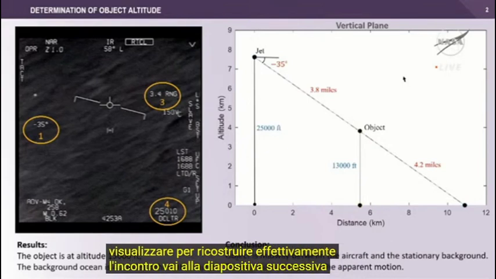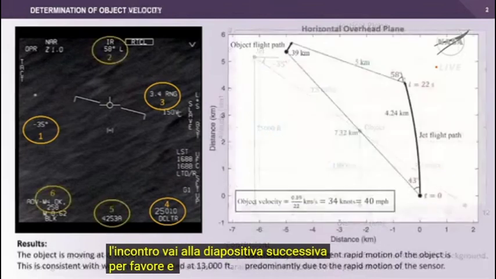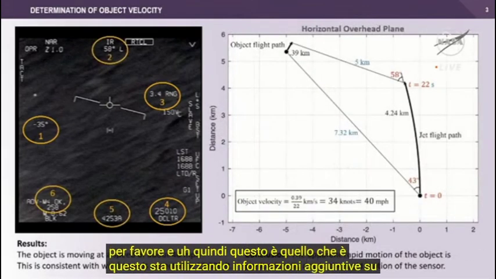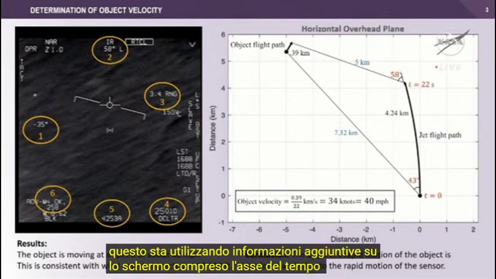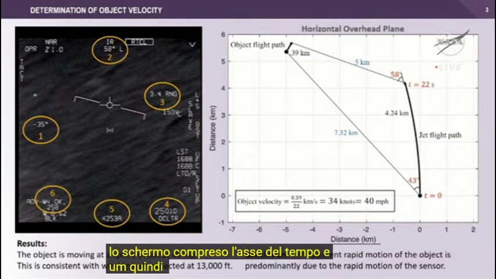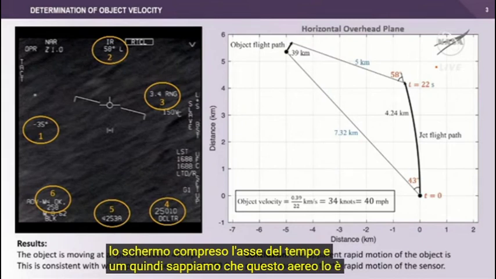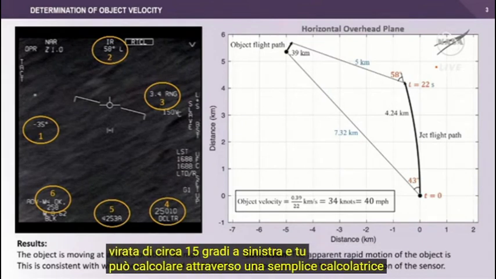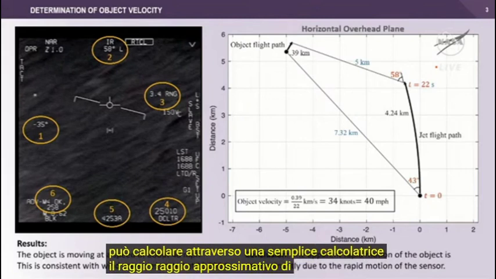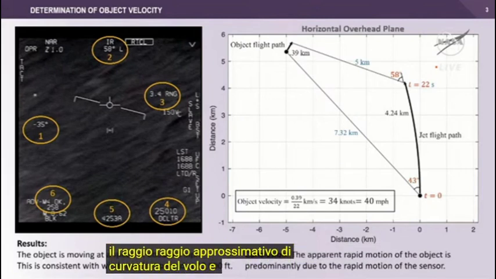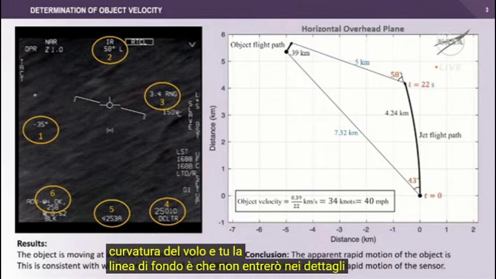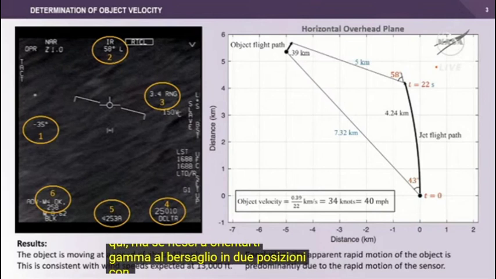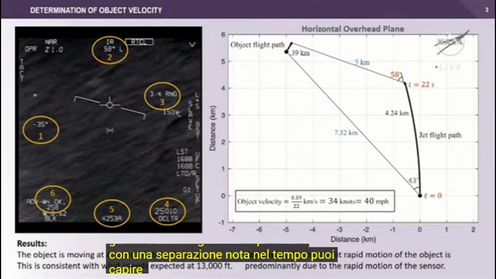This is using additional information on the screen, including the time axis. We know that this aircraft is banking about 15 degrees left, and you can compute through a simple calculator the approximate radius of curvature of the flight. The bottom line is, I won't go into detail here, but if you can get the bearing and range to the target at two locations with known separation in time, you can figure out how far it moved.